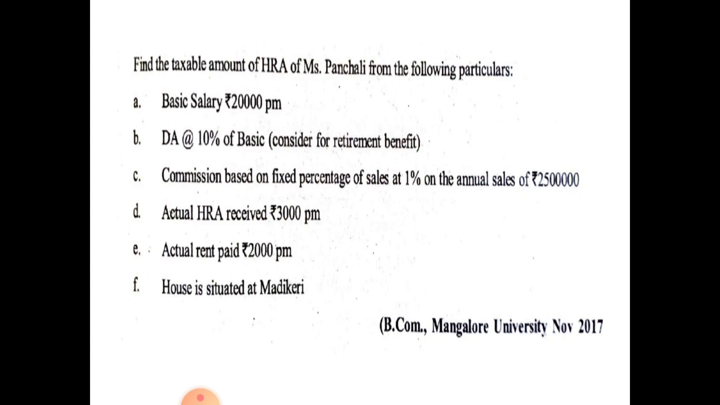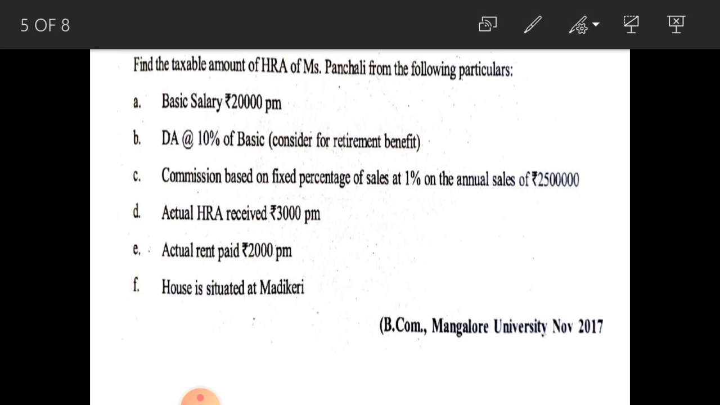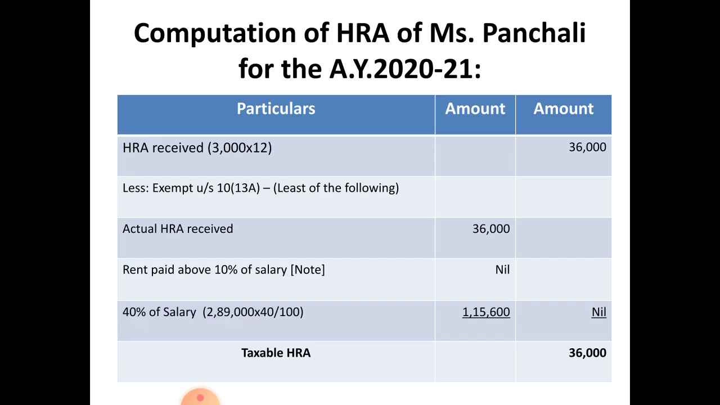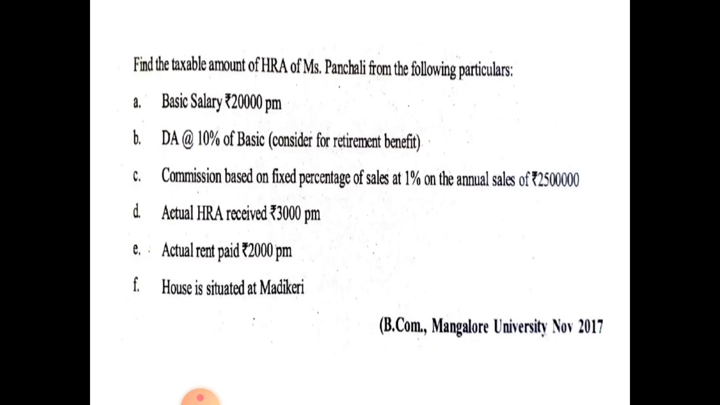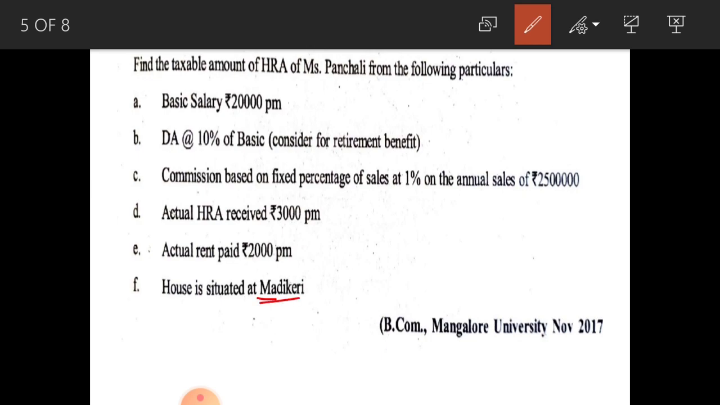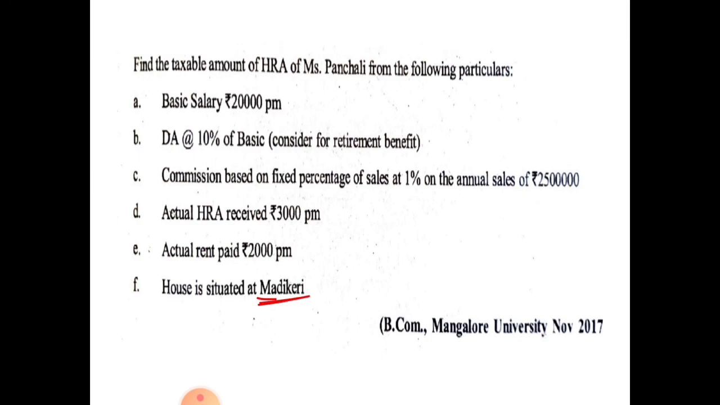Actual HRA received 3,000 per month. Actual rent paid 2,000 per month. House is situated at Madikeri. It is very important. House is situated at Madikeri. It is not a metropolitan city. That is why 40% of salary you have to consider.